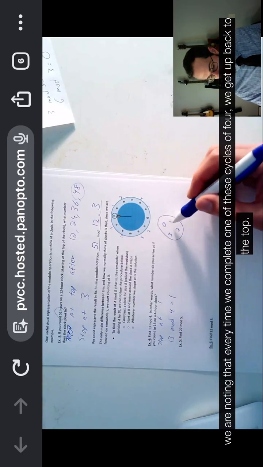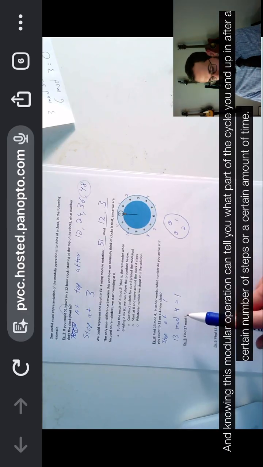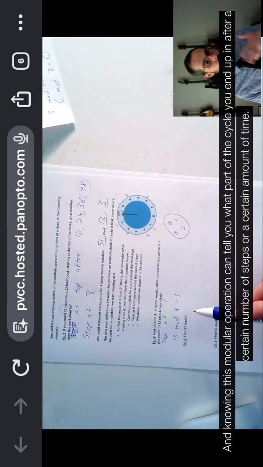It's just instead of describing this in terms of the division algorithm like we were doing a moment ago, we are noting that every time we complete one of these cycles of 4, we get back up to the top. So this is really just asking, where do I end up within this cycle? This is why this stuff is really applicable for things like loops, because loops in computing often operate on this sort of cycle, and knowing this modular operation can tell you what part of the cycle you end up in after a certain number of steps or a certain amount of time.